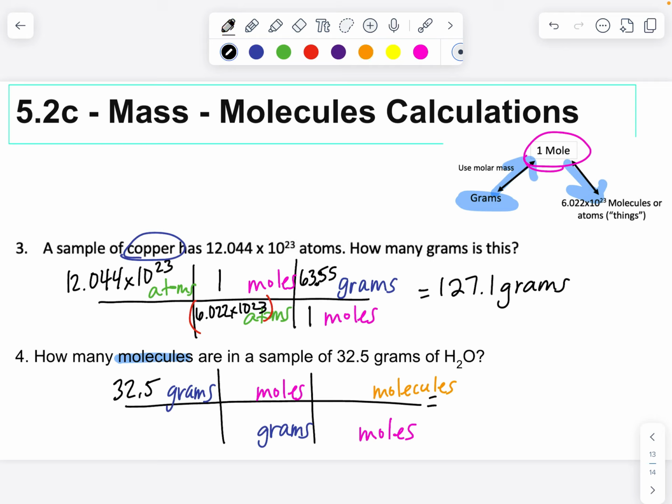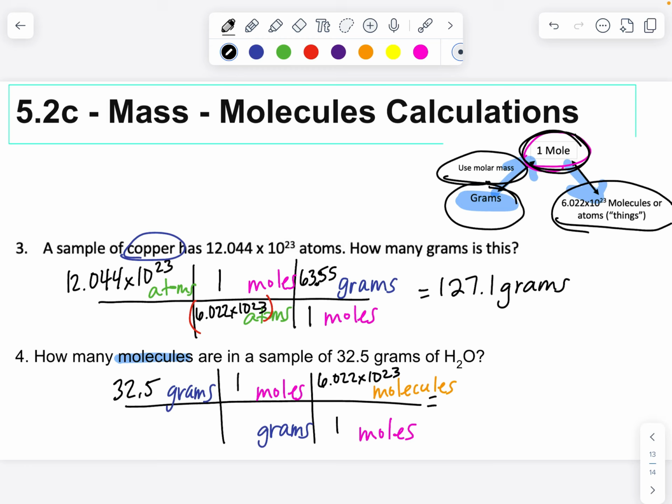So I know that anytime I'm talking about a mole, I'm going to use a number 1. And then when I'm talking about molecules, I'm going to use the 6.022 times 10 to the 23rd. Anytime I'm talking about grams, I have to use molar mass. So right here, I need my molar mass. And we're talking about water, which is 2 H's and 1 O. So I have to add up 2 H's and 1 O. And I think that comes out to be about 18.02 or 18.01 grams.